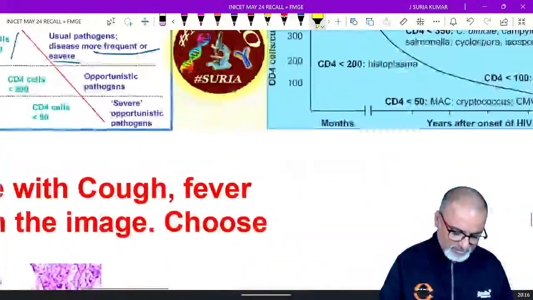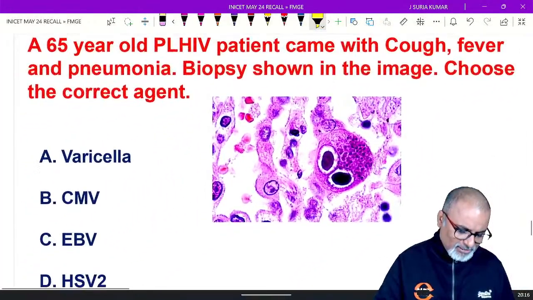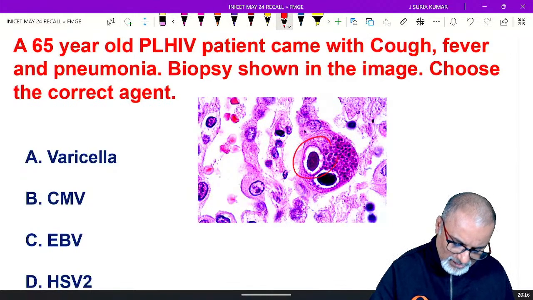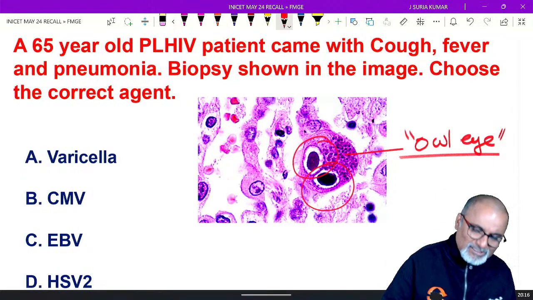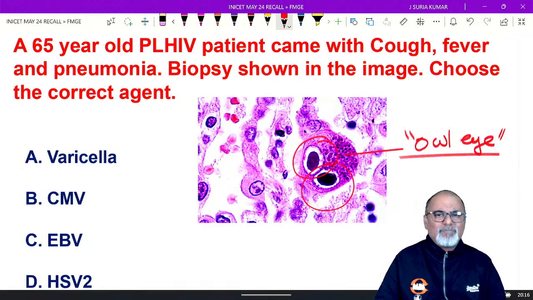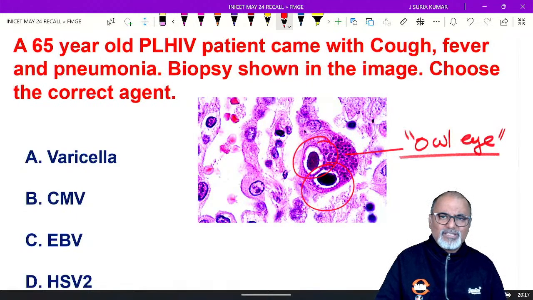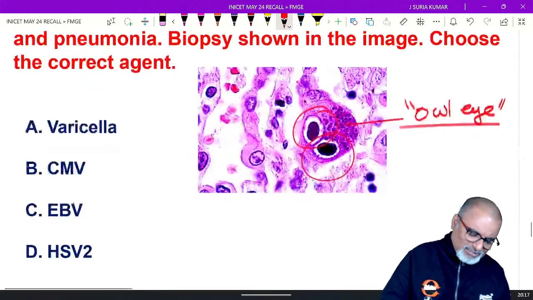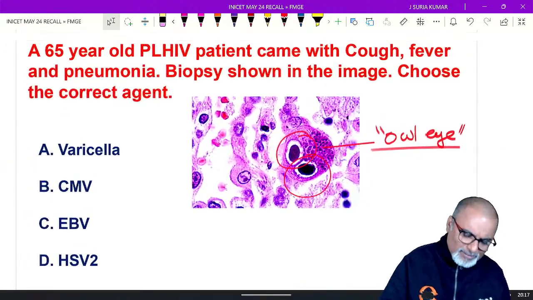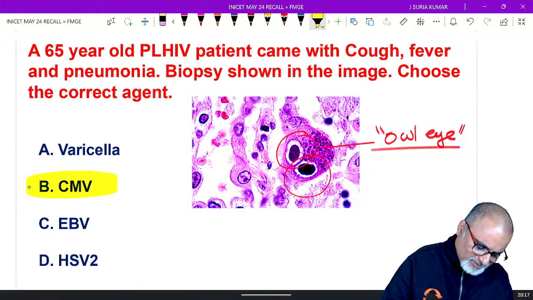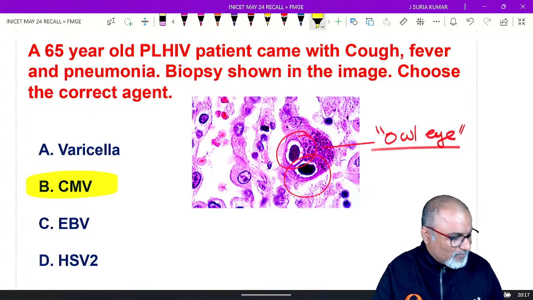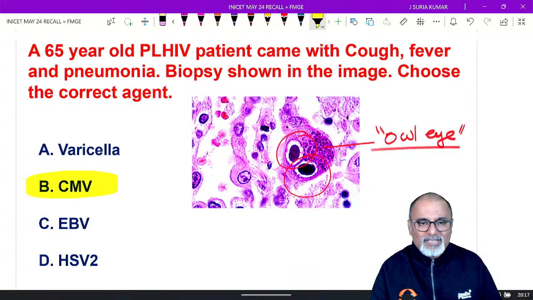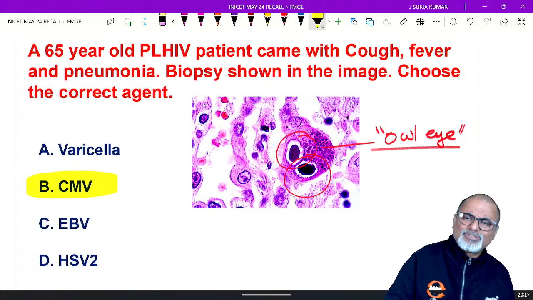Okay, next, after seeing the picture, you can easily answer. Direct question. After seeing the picture, this is called owl eye inclusions. What else do you want? Such an easy paper. A 65-year-old pale HIV patient came with cough, fever and pneumonia. Biopsy is shown in the image. You can vote 100% for owl eye appearance, which is cytomegalovirus. Yes, correct. You can answer the questions just like that.